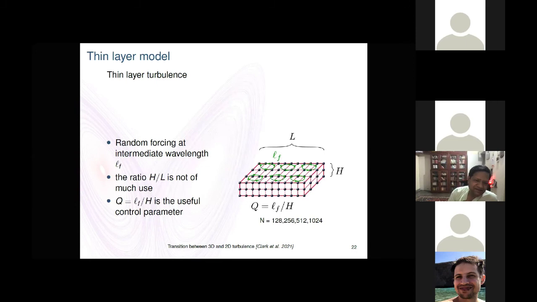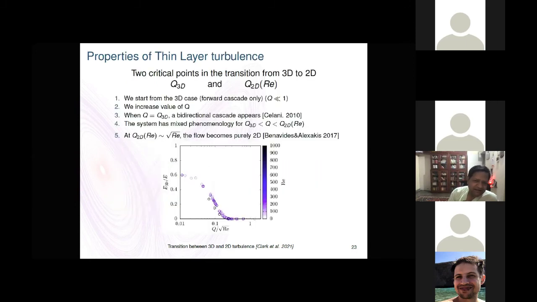Yeah, not only did we measure this, we didn't show it in the paper because this was also observed in our test runs. We observed this inverse cascade, and this is shown in Benavides and Alexakis 2017. They actually studied it with a different code, but the same idea of making one of the dimensions smaller, and they show the flux of inverse cascade actually appearing.